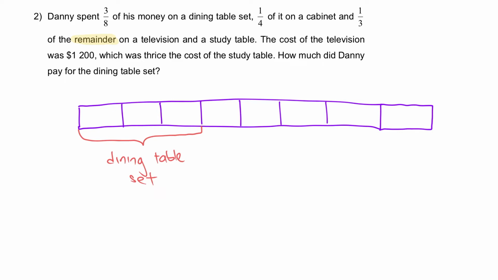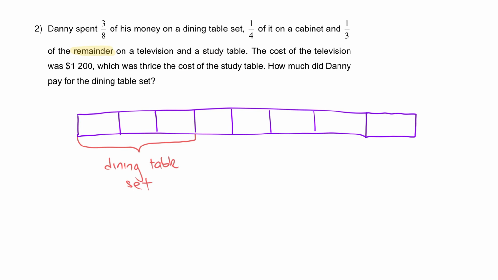Okay, let's move on. This is done. 1/4 of it on the cabinet. What is 1/4 of this? Well, we know that it's 1/4 of the entire thing, right? Not 1/4 of the remainder. So it's actually 2 out of 8. We can read it as 2/8, isn't it? The equivalent fraction. So Danny spent 2/8 on the cabinet. So out of this 8, 2 units on a cabinet. And I'm done with this information.